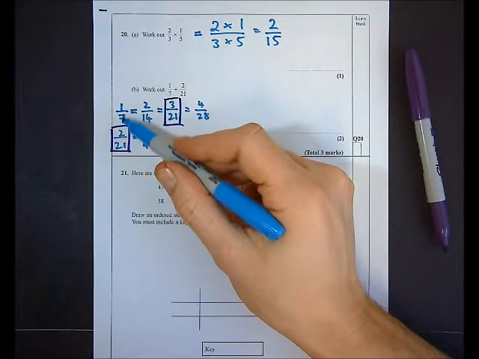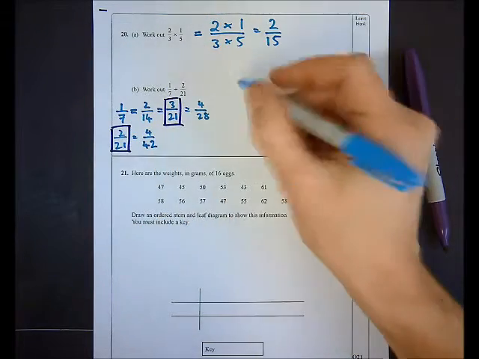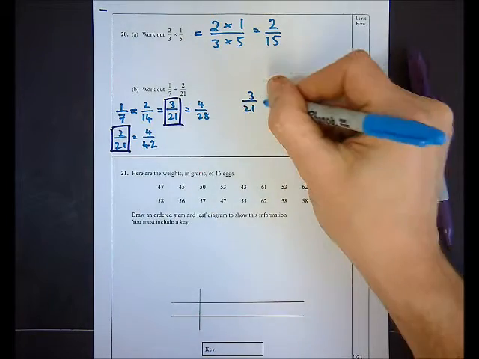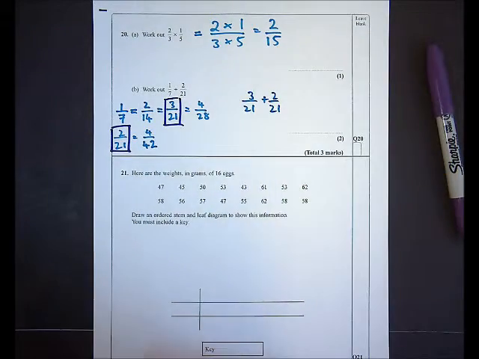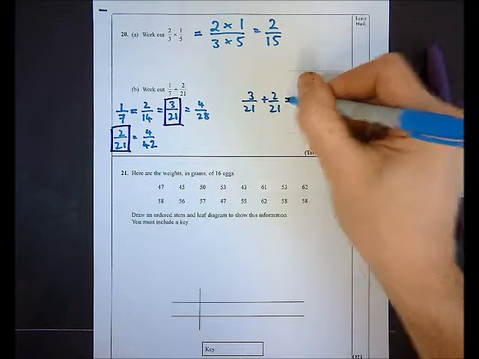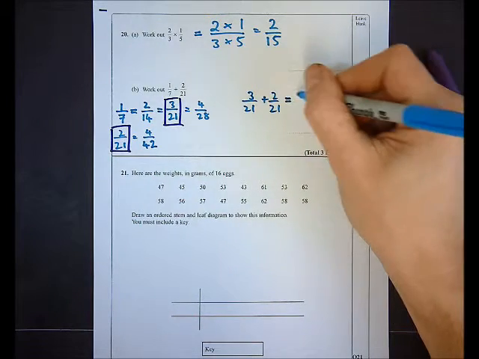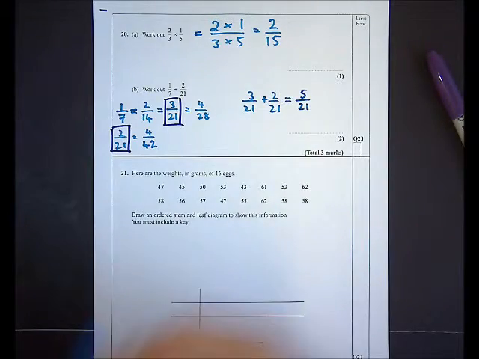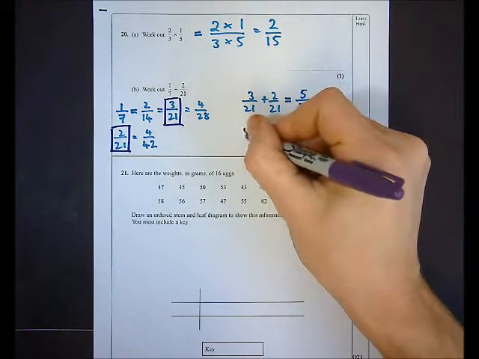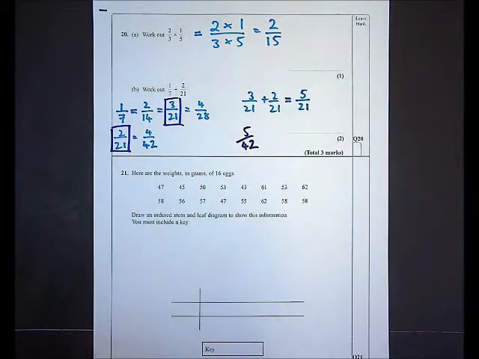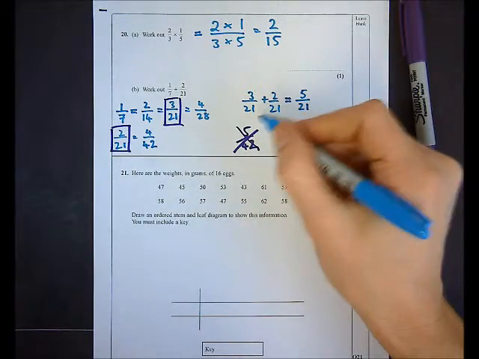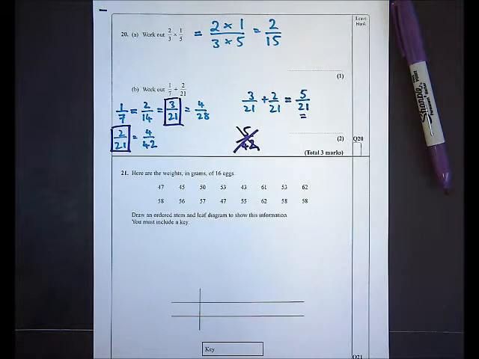So rather than using 1/7, I'm going to use 3/21s, and I can use 2/21s as it was originally given to me. So if I add those two fractions, I'm going to have 3 add 2, which would be 5/21s. Notice it's not 5/42. Okay, that's the wrong answer. I'm adding fractions, so I just need to keep this denominator the same as 21.